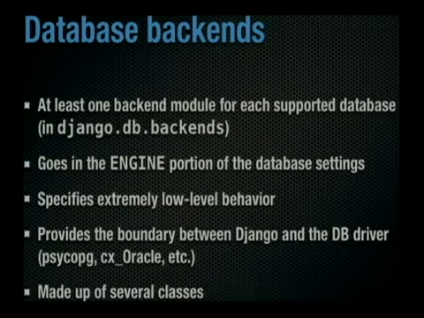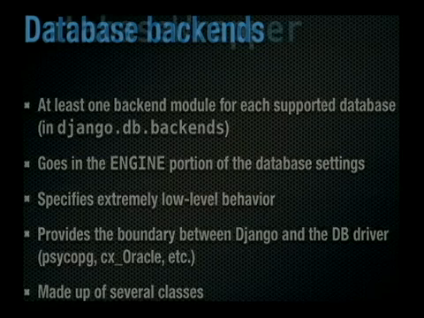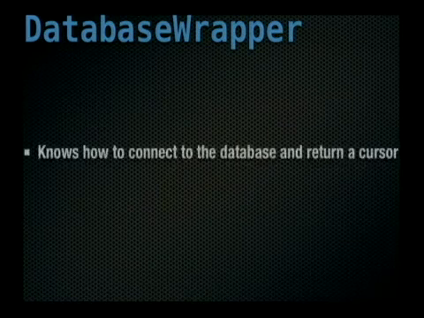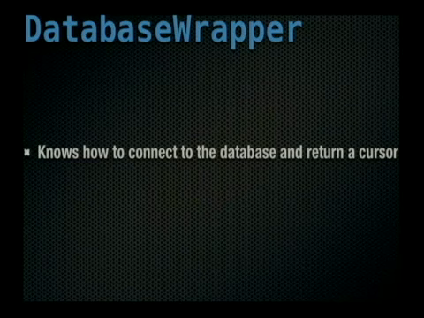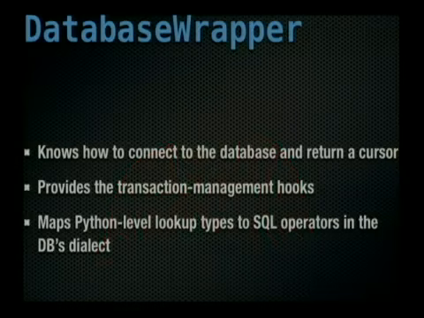It's made up of a bunch of different classes. All of them have very specific names, so that when Django is importing your database backend, it knows to look for these classes with these names. First one, most important one, is called database wrapper. This is basically how Django is going to get a connection to your database. This is going to get us a psycopg database cursor or a cx_Oracle database cursor or something like that. This is where our transaction management lives.